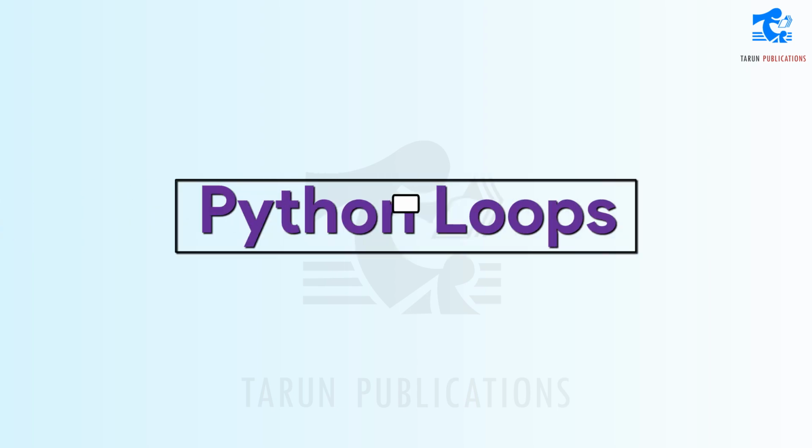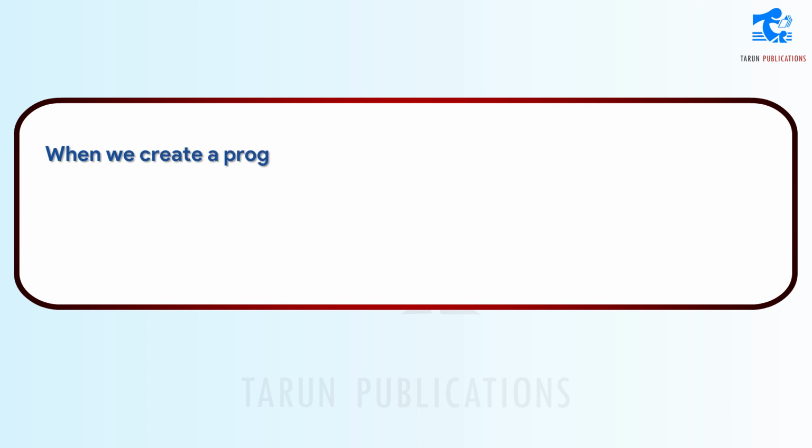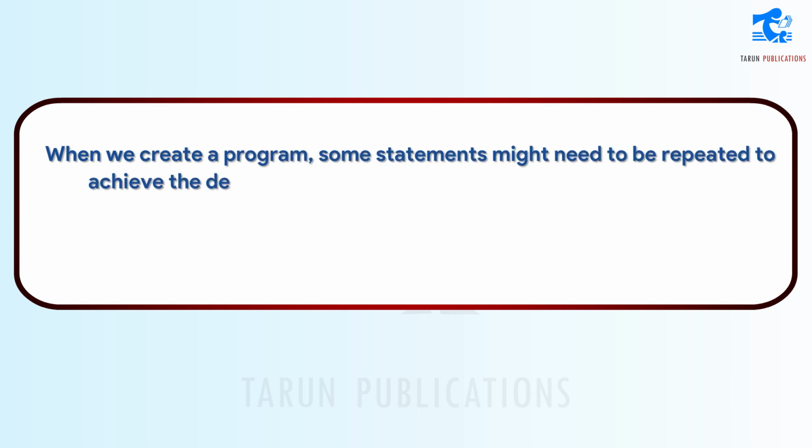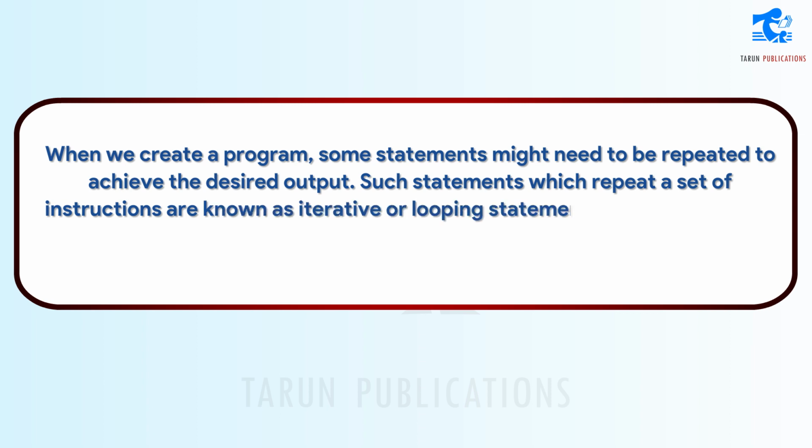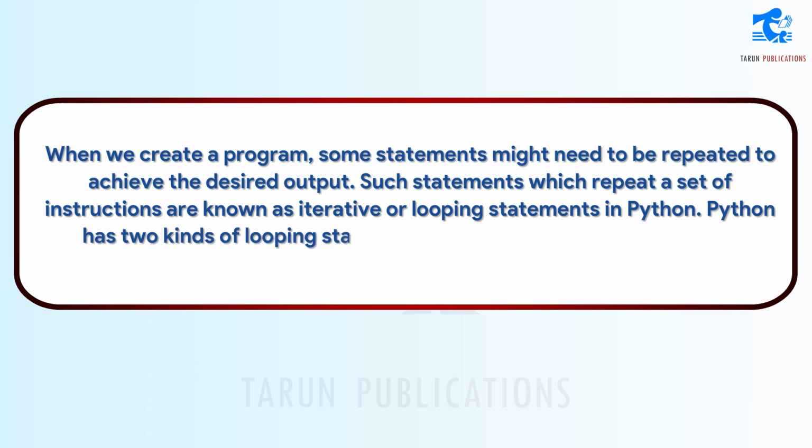Python loops. When we create a program, some statements might need to be repeated to achieve the desired output. Such statements which repeat a set of instructions are known as iterative or looping statements in Python. Python has two kinds of looping statements, for and while loop statements.